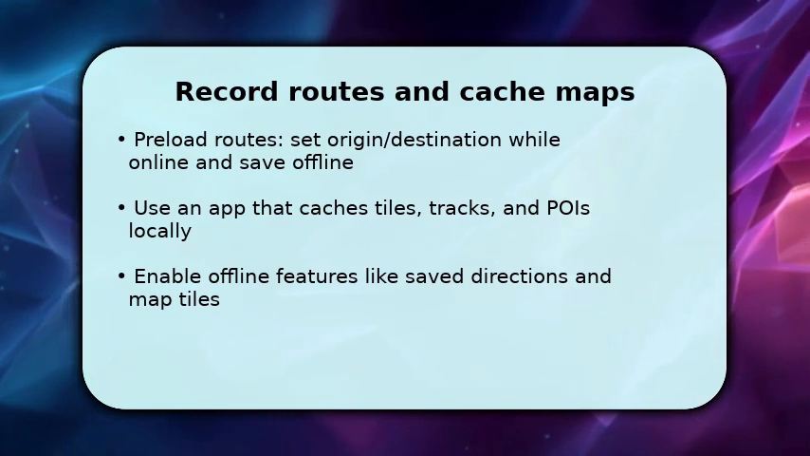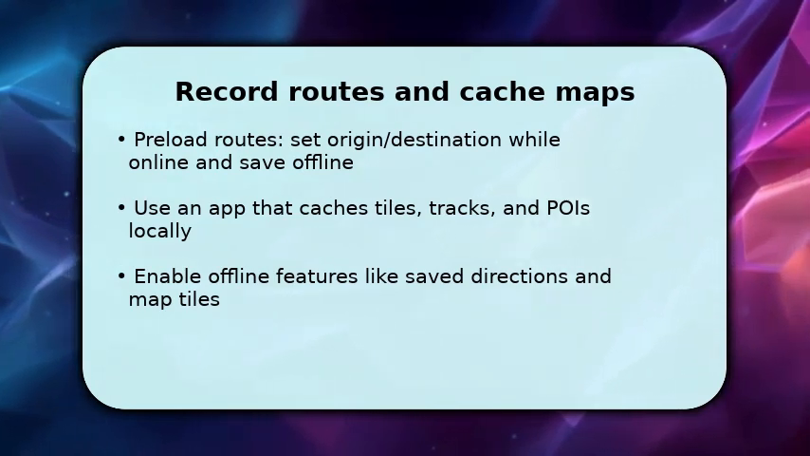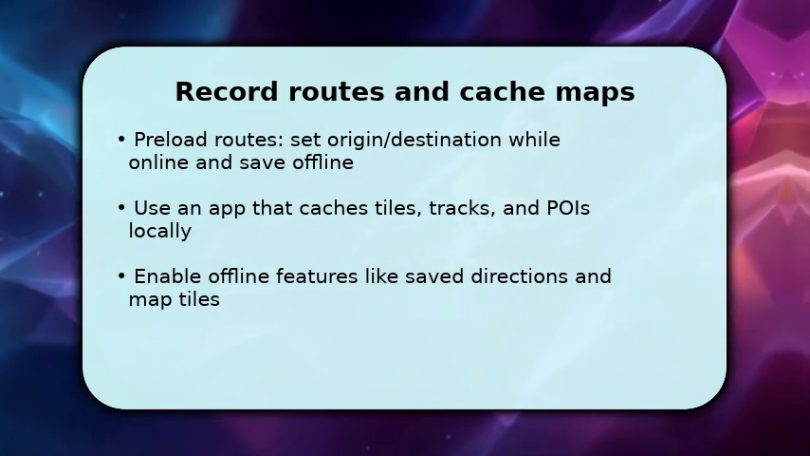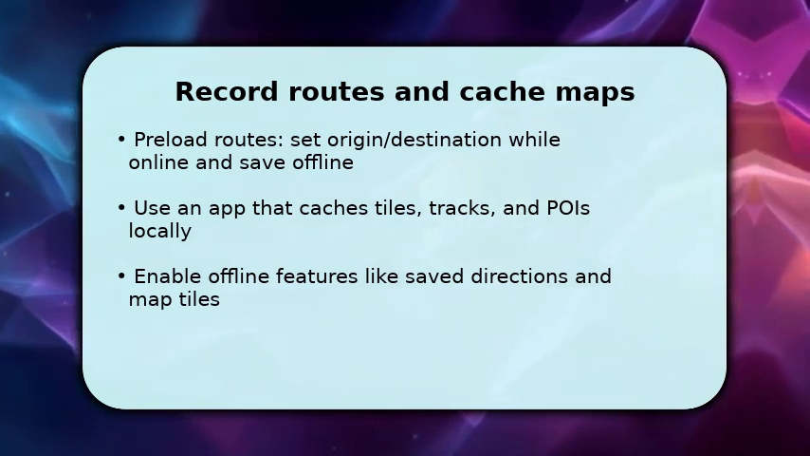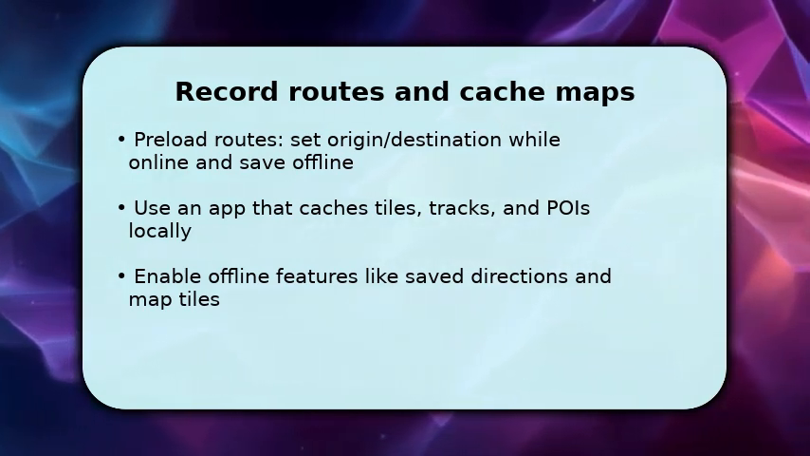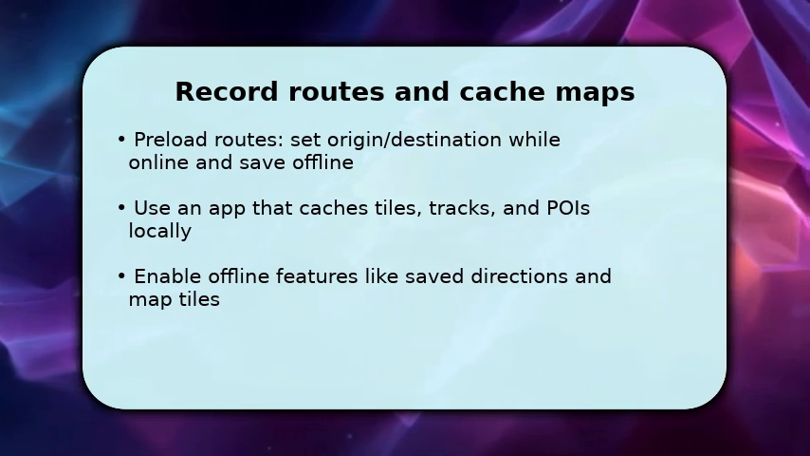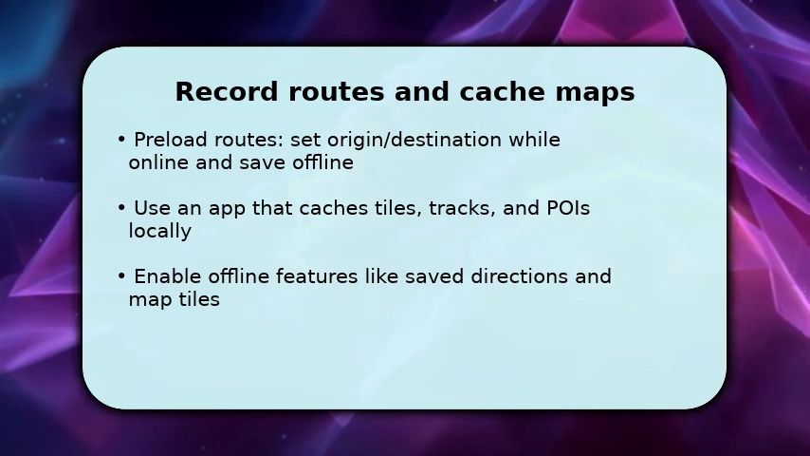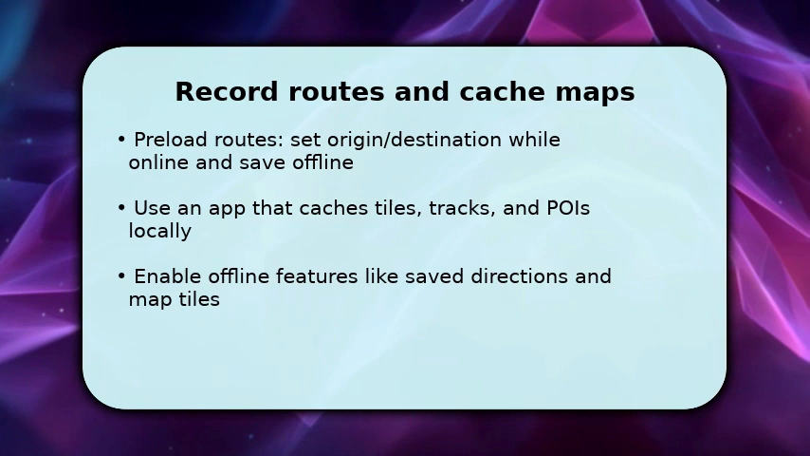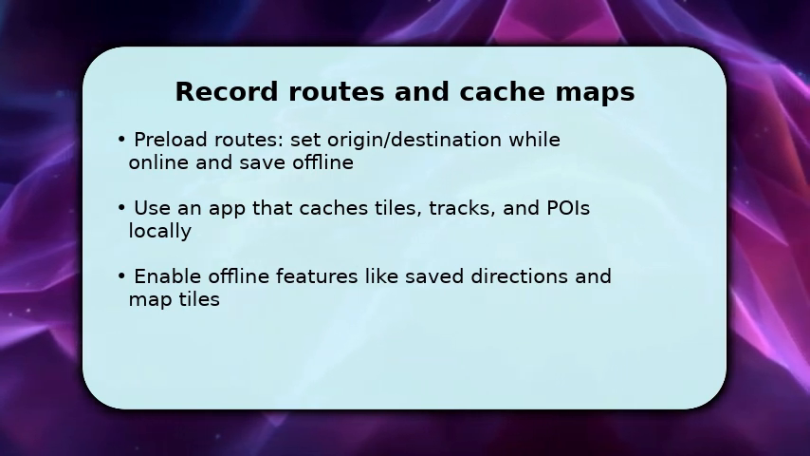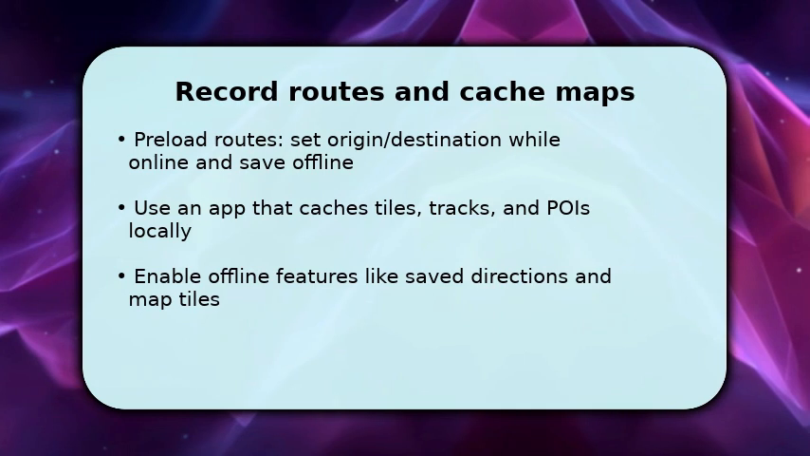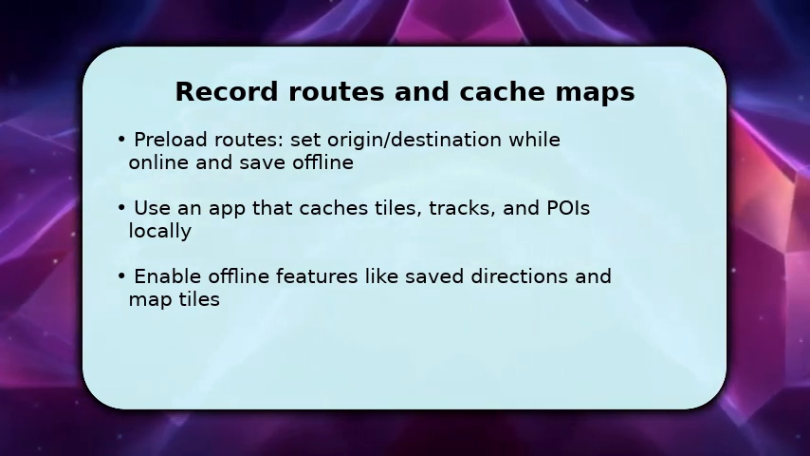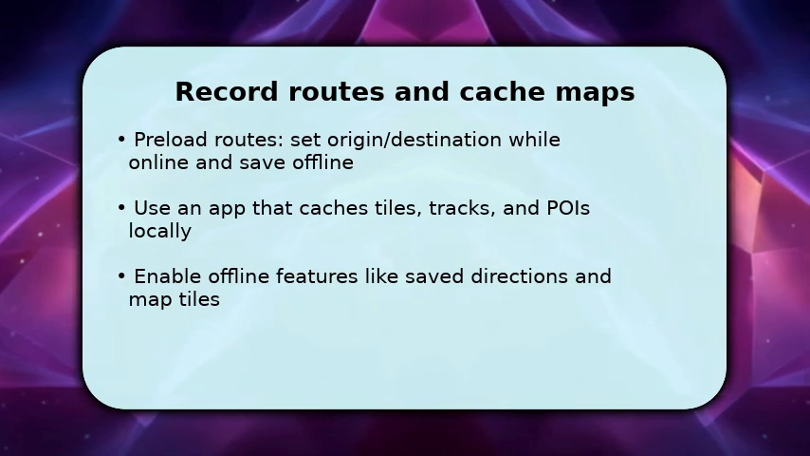Next, plan and cache your route while you still have internet. Input start and end points and let the app calculate directions, then save or download that route for offline use. If your app supports tile caching, manually pan and zoom through the area to ensure tiles are stored. For hikes or remote travel, use a GPX-capable app to record or import tracks. This preserves breadcrumb navigation. Make sure offline turn-by-turn and POI data are enabled so navigation continues without a connection.